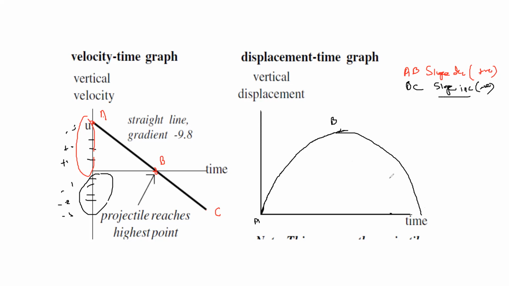You can see from B to C, the slope is increasing as the angle here is smaller as compared to the angle here. And the value of the slope is negative. So this is the displacement time graph for this object. Is it clear how we interpret or plot a displacement time graph from a velocity time graph?